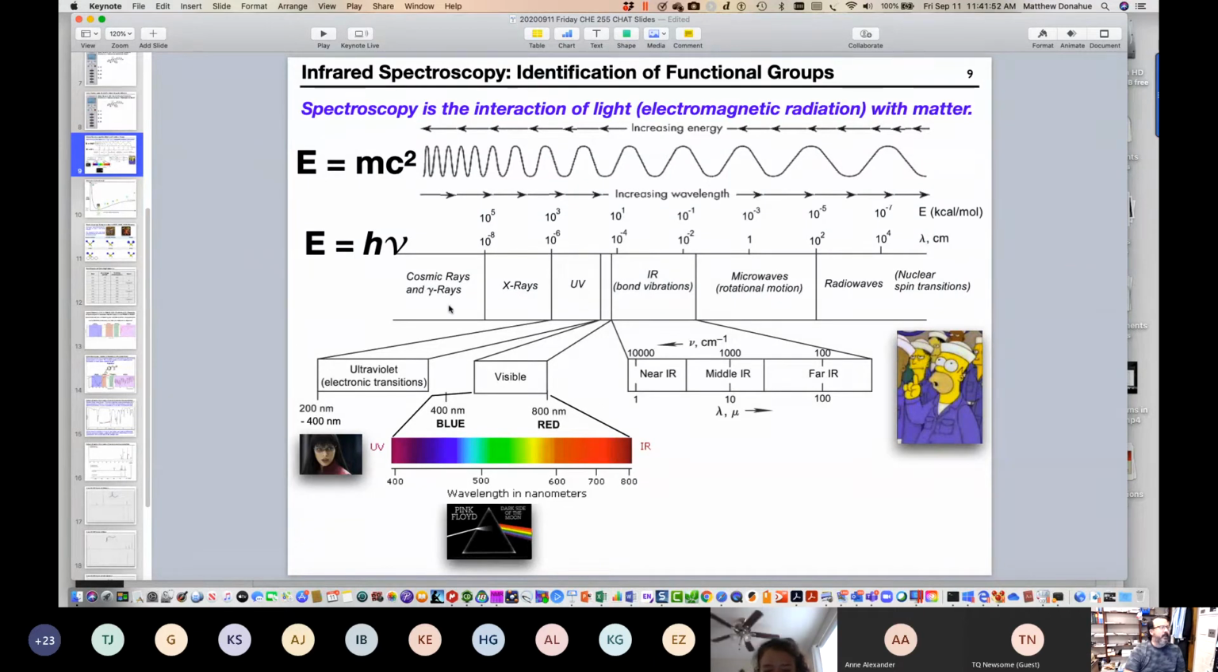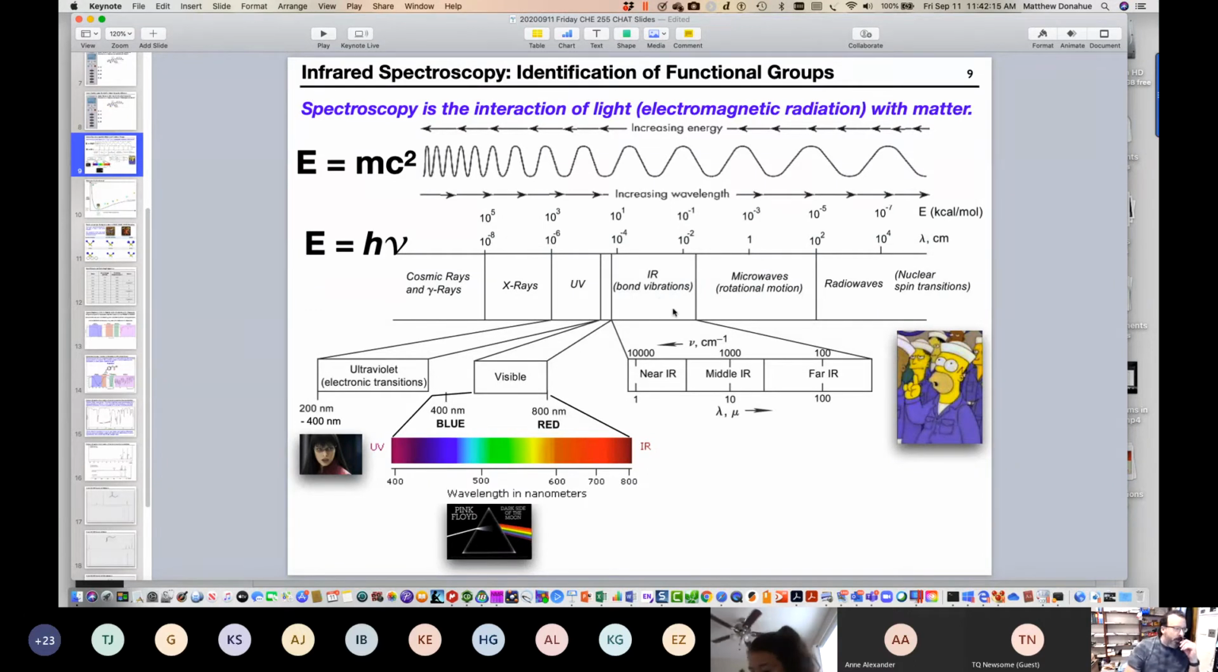So UV, X-rays, cosmic rays. In this class, we're going to deal primarily with radio waves and IR. So IR and radio waves are what we deal with when we look at NMR.